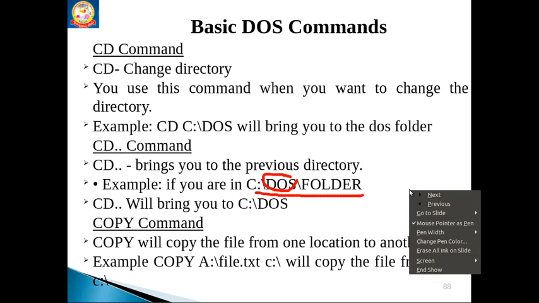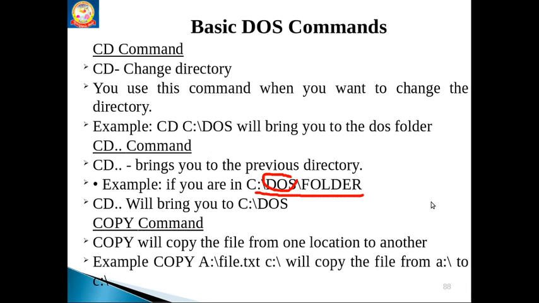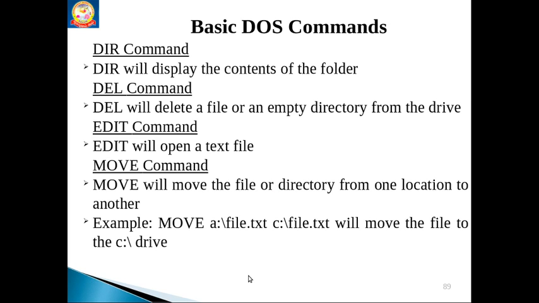Copy command. It copies a file from one location to another. See the example, copy a text file named file.txt from A to C. Directory command displays the content of the folder. Delete command deletes a file or an empty directory.